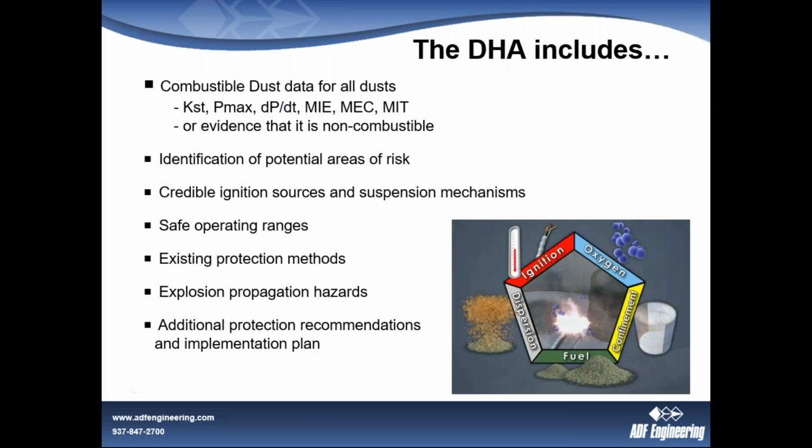What's in a DHA? A DHA, first of all, needs to include all of your combustible dust data. That's all of the information that relates to the combustibility of your material. How much of a detonation can it produce? How sensitive is it? And so forth. Then identification of different areas of risk, credible ignition sources, suspension mechanisms, operating ranges, protection methods, propagation hazards. These are the things that you need to explore within the DHA, and I'll talk about each one of these.